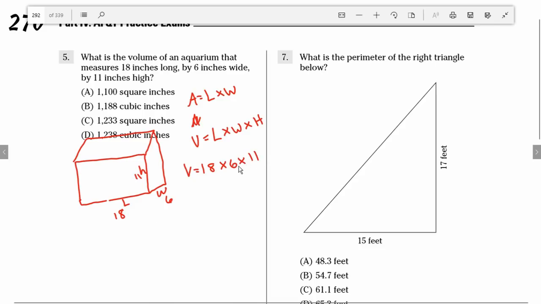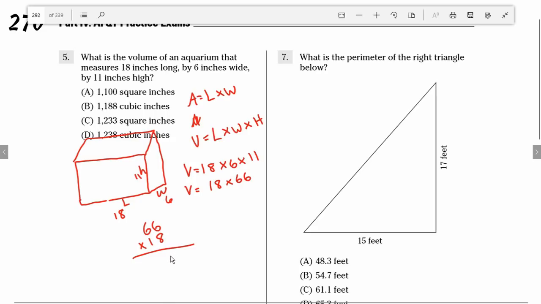We should know our times tables for 11. Anything times 11 is just that number repeated. So I'm going to write this as 18 times 66. Let's go ahead and work it out off to the side here. I don't know why I'm writing at an angle today. It's just the way my pen's set up. Just bear with me. I'll fix that in a second.